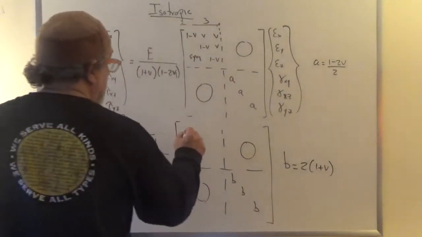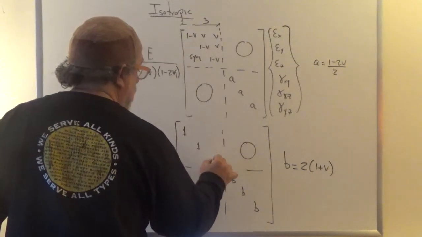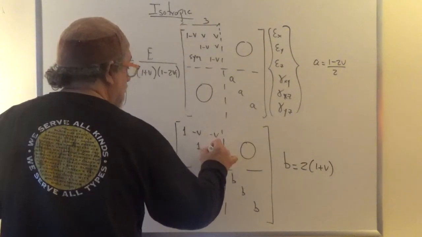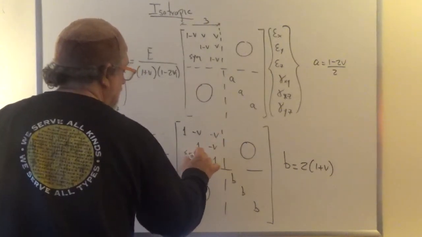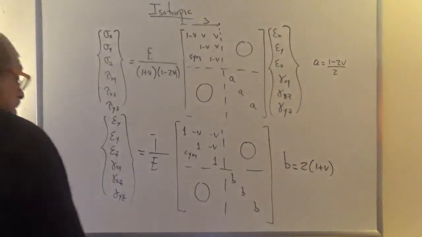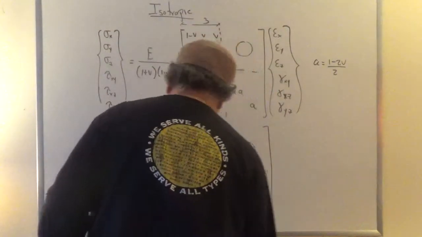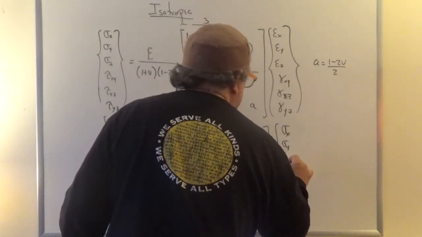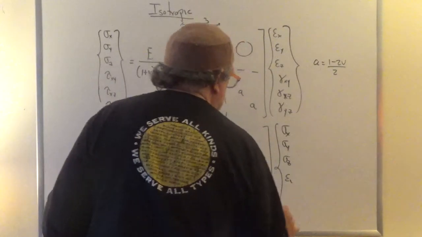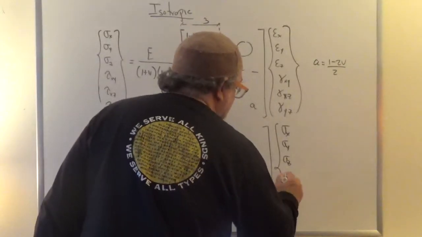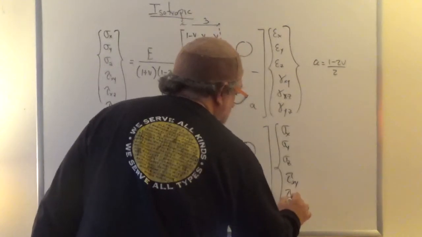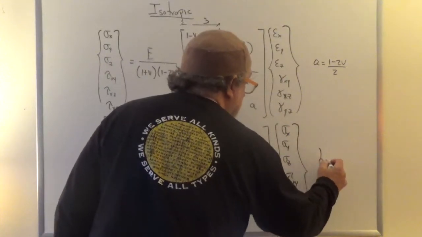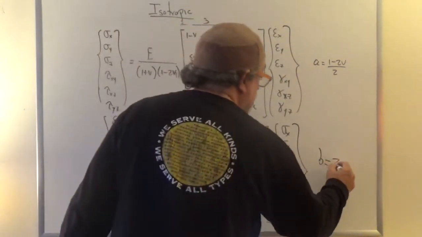And on this side, it may be even easier, it's just 1, 1, 1 in the diagonal, and in the off diagonal is just minus nu, and it's symmetric. Of course, this is multiplying sigma x, sigma y, sigma z, tau xy, tau xz, tau yz. And B was 2 times (1 plus nu).